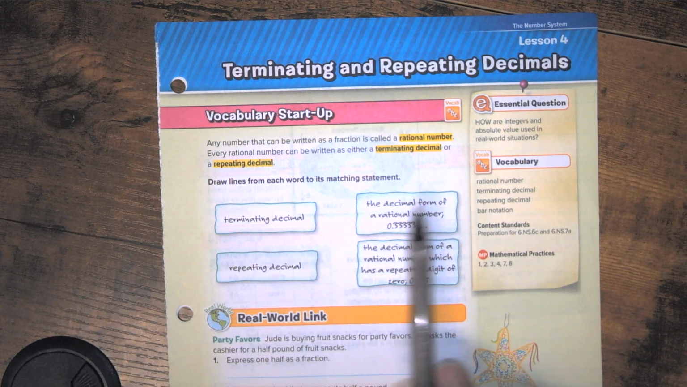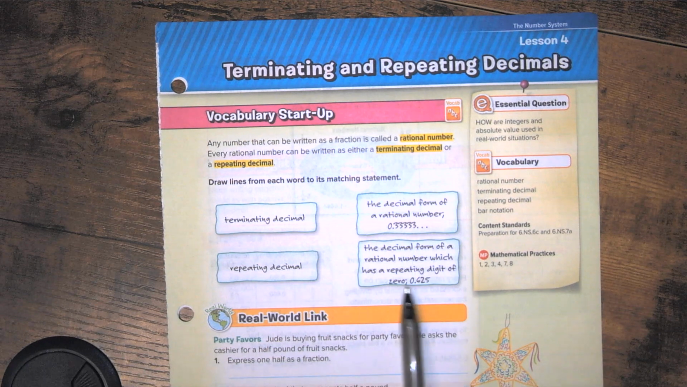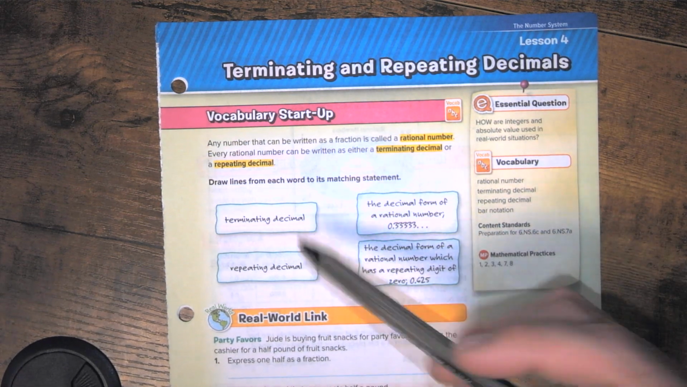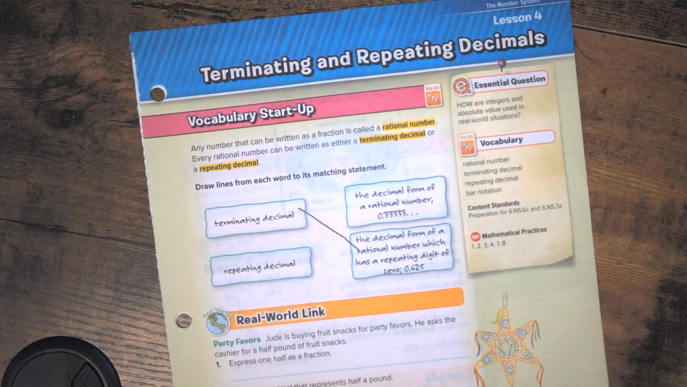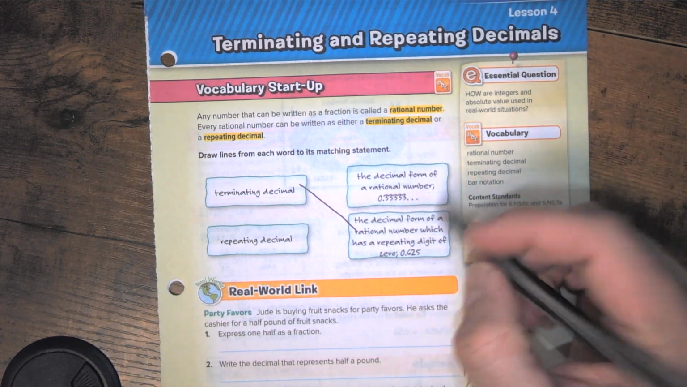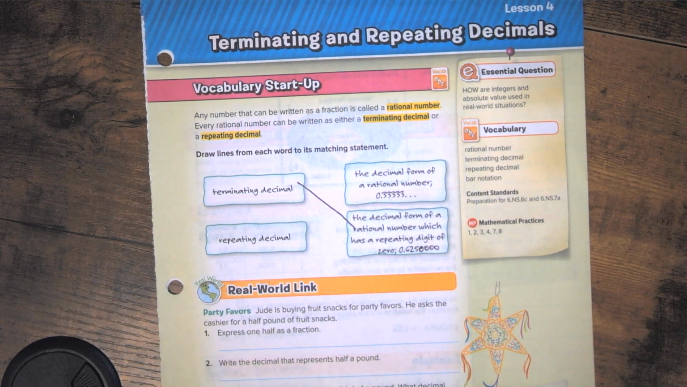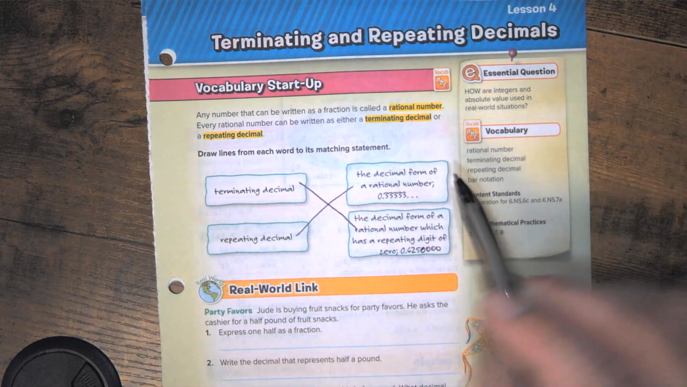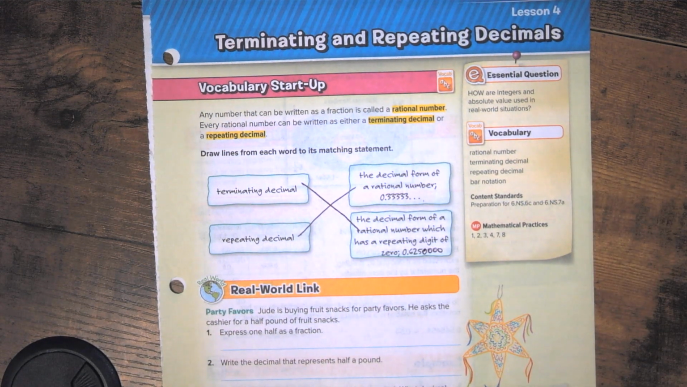So a terminating decimal is either the decimal form of a rational number, which is 0.333333, or the decimal form of a rational number which has a repeating 0.625. Which one do you think would match up to the terminating decimal? The bottom one, because it stops. It stops at 0.625. It ends right there at the 5. If you want, you can put zeros at the end, repeating, but we don't have to. So then the repeating decimal looks like this, 0.33333, and they use those 3 little dots because it means it's going on forever. It never terminates. It never stops.